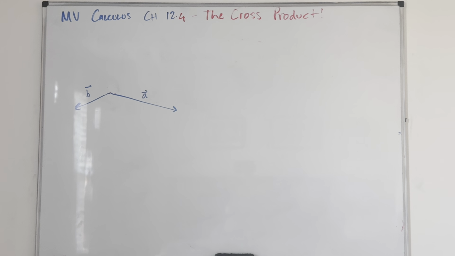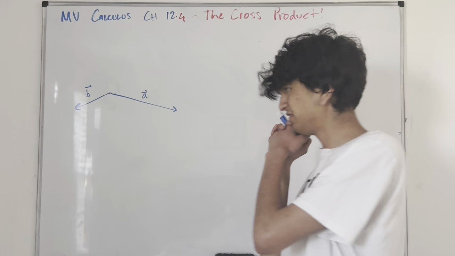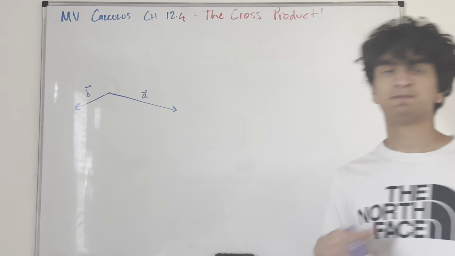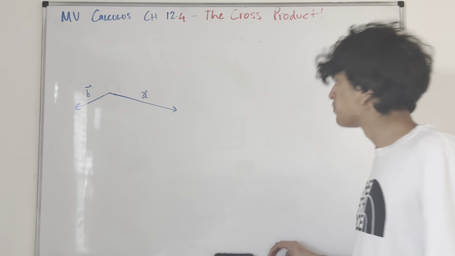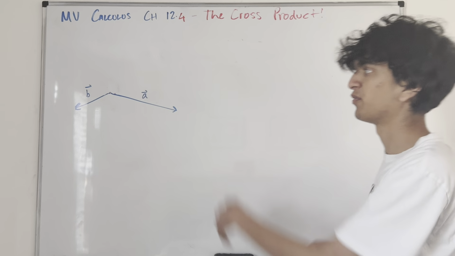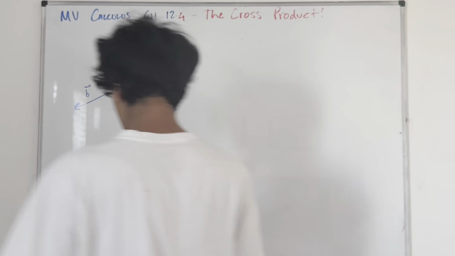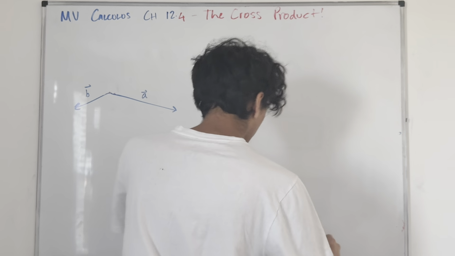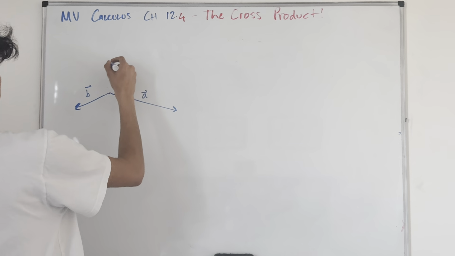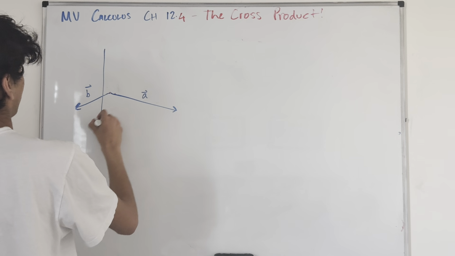Let's say we wanted to find a vector that's perpendicular to both vector A and vector B. What would that first of all look like? Well, this picture, by the way, is in 3D. So imagine drawing in a little coordinate system, right? It would look something like this.